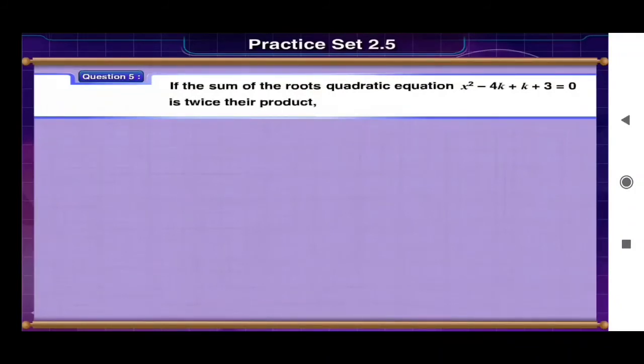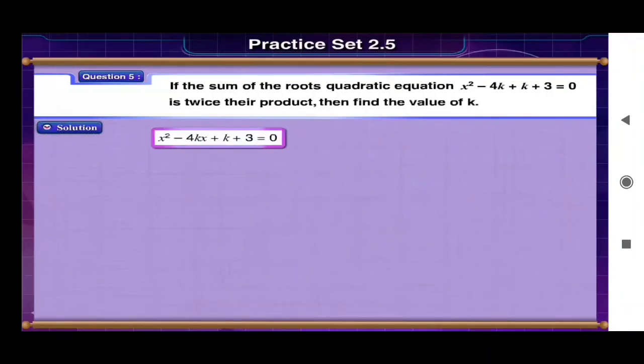Question 5. If the sum of the roots of quadratic equation x square minus 4kx plus k plus 3 is equal to 0 is twice their product, then find the value of k. x square minus 4kx plus k plus 3 is equal to 0. Therefore, a is equal to 1, b is equal to -4k, c is equal to k plus 3. Alpha plus beta is equal to minus b upon a, which is equal to minus of -4k upon 1, that is equal to 4k.